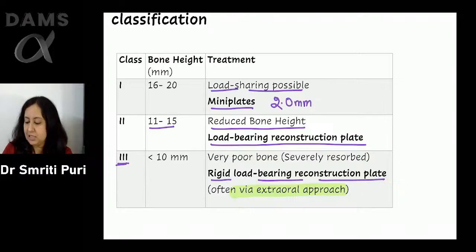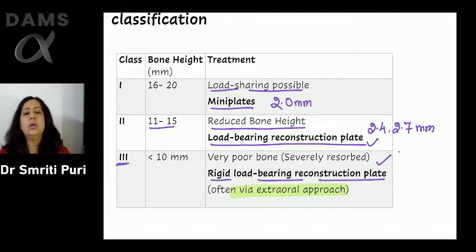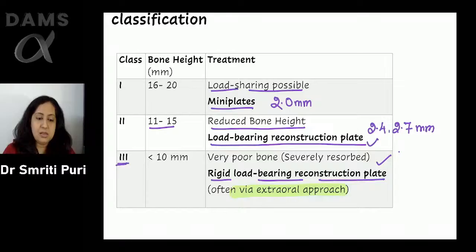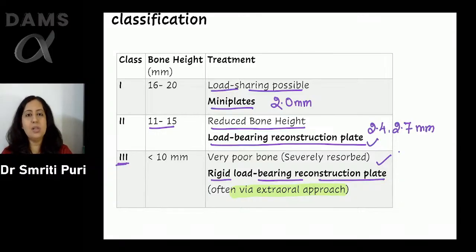Alright, just give me a moment, I'll explain this. So your reconstruction plates are thicker. They can be 2.4, 2.7 mm. Alright, so here also, class 2 and class 3 will be reconstruction plates, which are thicker, which are load bearing. Okay, and not load sharing. Now this basically Lure's classification and the treatment modalities according to the Lure's classification you don't find in books, you find them in articles. So this information that I'm telling you has been picked from articles. I have simplified the information for you all.